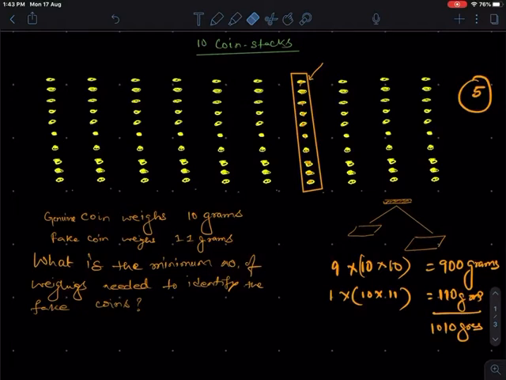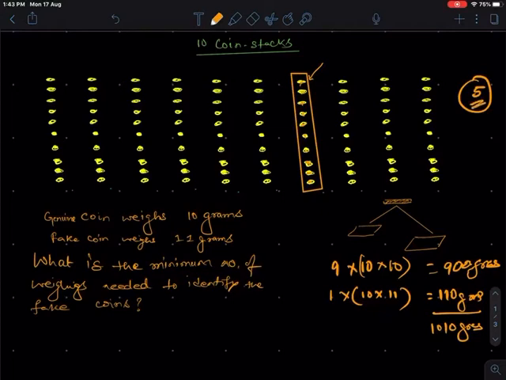Well, there's a small calculation here that I've done just for some brief analysis. The total weight of coins is 900 grams and the total weight of fake coins is 110 grams. However, let's come back to the problem. The problem is the minimum number of weighings you need to do.